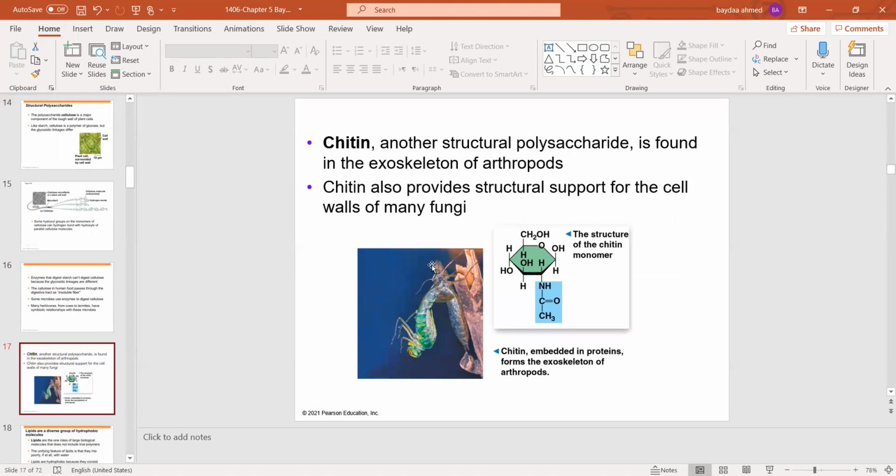Another important structural polysaccharide is chitin. Chitin is the carbohydrate used by arthropods, insects, spiders, crustaceans, and related animals to build their exoskeleton. Exoskeletons are the hard cases that surround the soft parts of an animal. Chitin is also found in fungi, which use this polysaccharide as a building material for their cell walls.